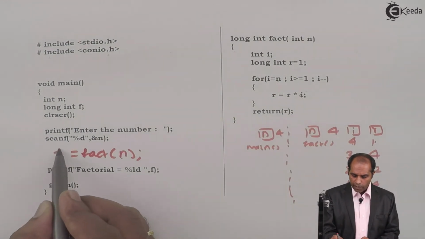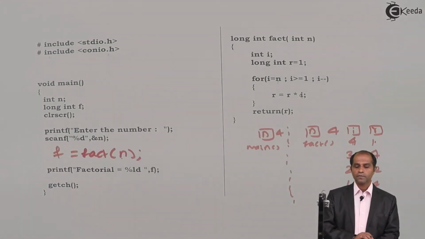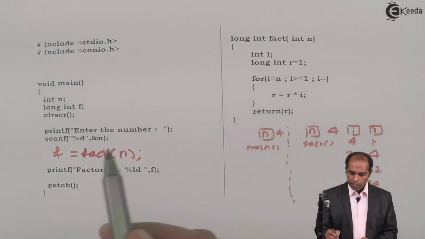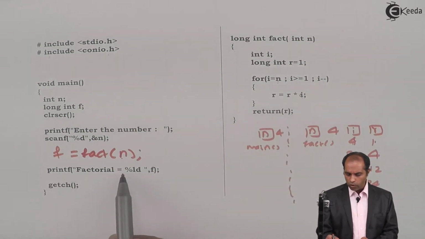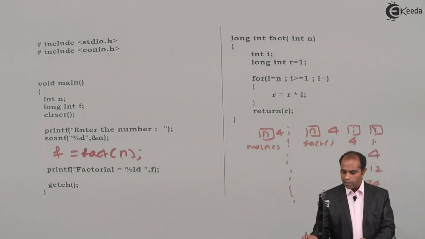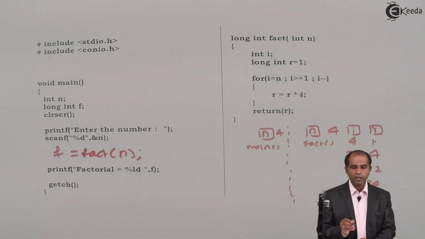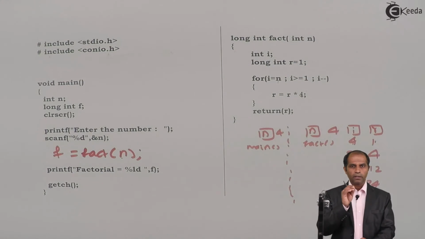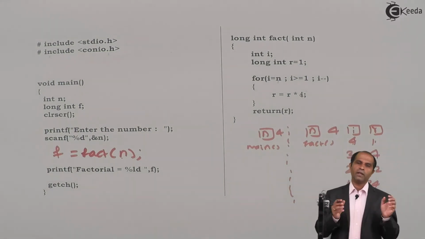So on the left hand side, I should have a variable at this place. Whatever is there in r is copied onto f. The factorial equals %ld, f. %ld is for long integer, hence 24 goes to this particular f. For n as 4, probably the result is very small. But when n becomes say 10 or 12, you will experience that this r stores a very large number.